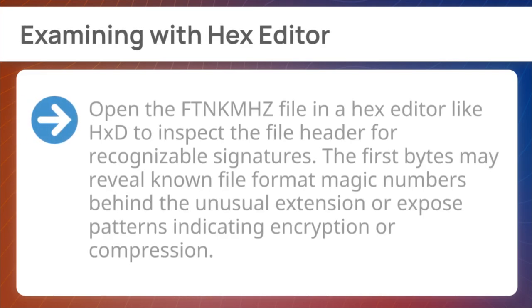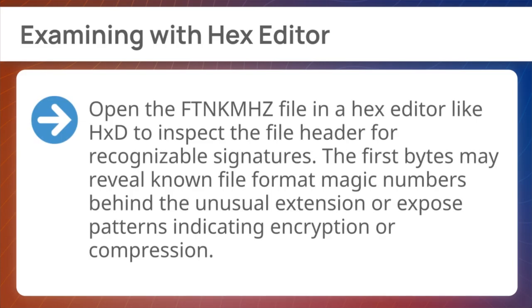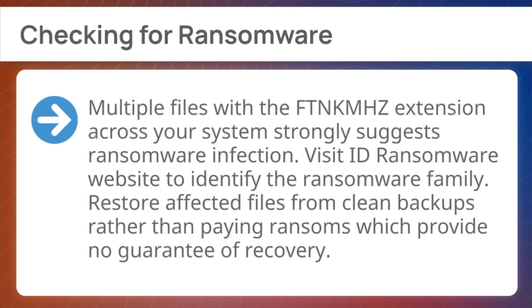Next, examining with a hex editor. Open the FTNKMHZ file in a hex editor like HxD to inspect the file header for recognizable signatures. The first bytes may reveal known file format magic numbers behind the unusual extension or expose patterns indicating encryption or compression.